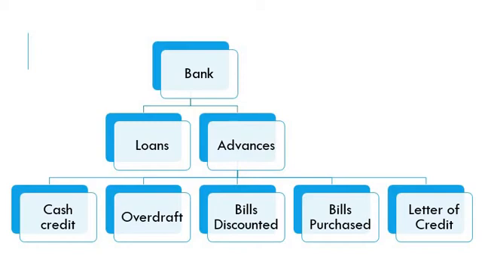This slide shows you the different kinds of borrowing facilities which are granted by the banking sector. First, banking sectors classify their loans and advances into two main categories, that is loans and advances. Under the advances category, again it is classified into 5 different heads: cash credit, overdraft, bills discounted, bills purchased, and letter of credit. So we'll see them one by one.